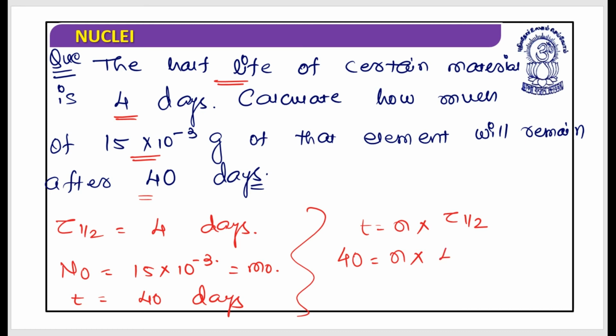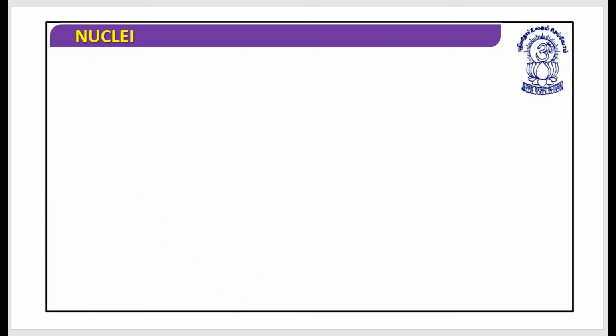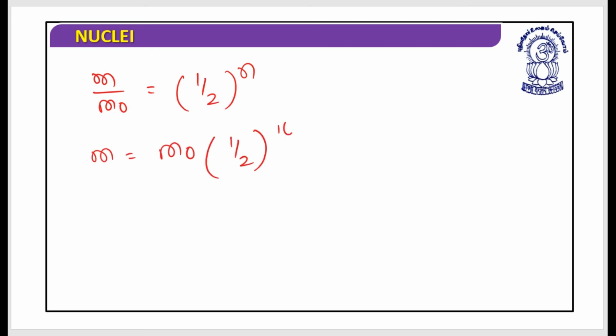So this is equal to 4. So we can have n equals 10. So it has been passed through the 10 half-life cycles. So basically, m by m naught should be equal to 1 by 2 to the power n. So m is equal to m naught into 1 by 2 to the power 10.